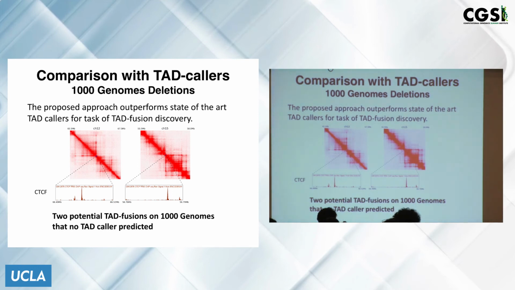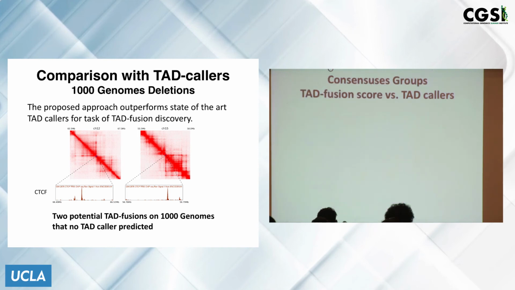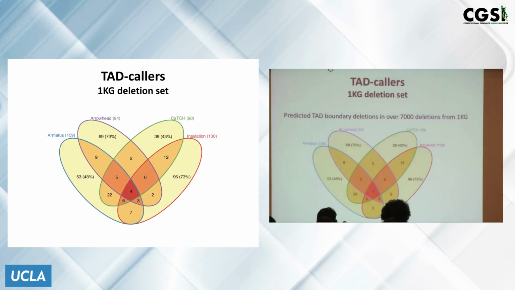Why do you think the other methods missed that? This is my guess right now based on this visual inspection that this potentially seems to be two TADs and there's CTCF binding. This is a TAD boundary that they don't have. And the other thing is that there's extreme disagreement between them. That we know they are missing a lot.